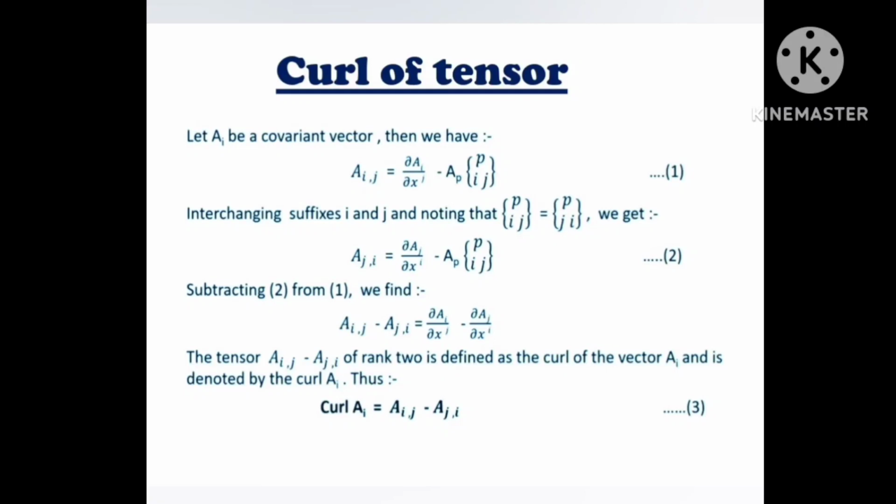Now curl of a tensor. Let A_i be a covariant vector, then we have A_i,j is equal to del A_i upon del x^j minus A_p Γ^p_ij. Interchanging suffixes I and j and noting that Γ^p_ij is equal to Γ^p_ji, we will get A_j,i is equal to del A_j upon del x^I minus A_p Γ^p_ij. Subtracting 2 from 1, we will get A_i,j minus A_j,i is equal to del A_i upon del x^j minus del A_j upon del x^I.